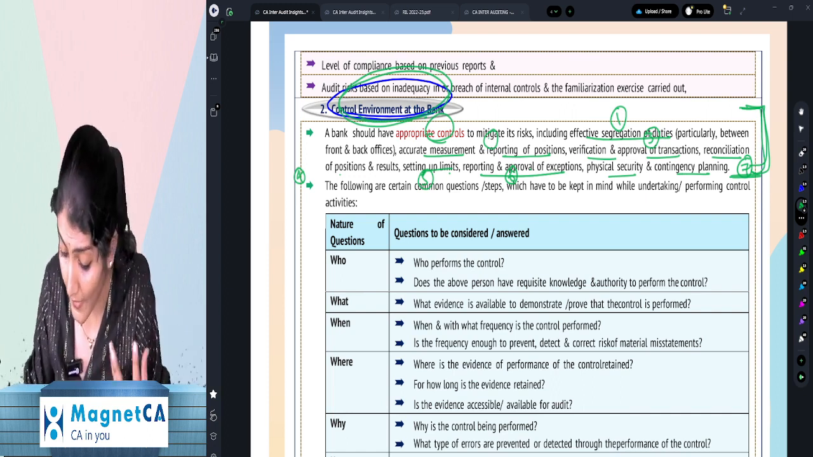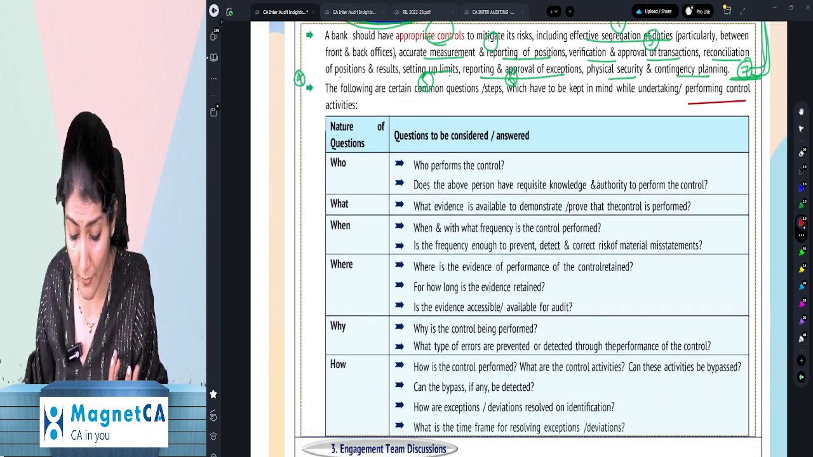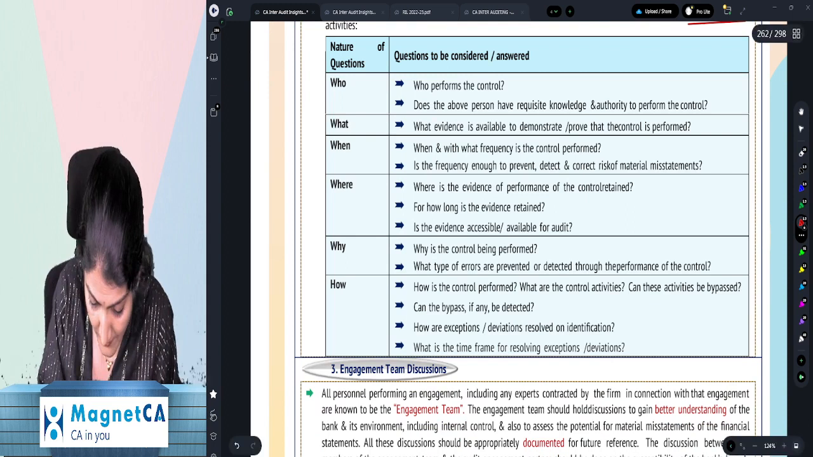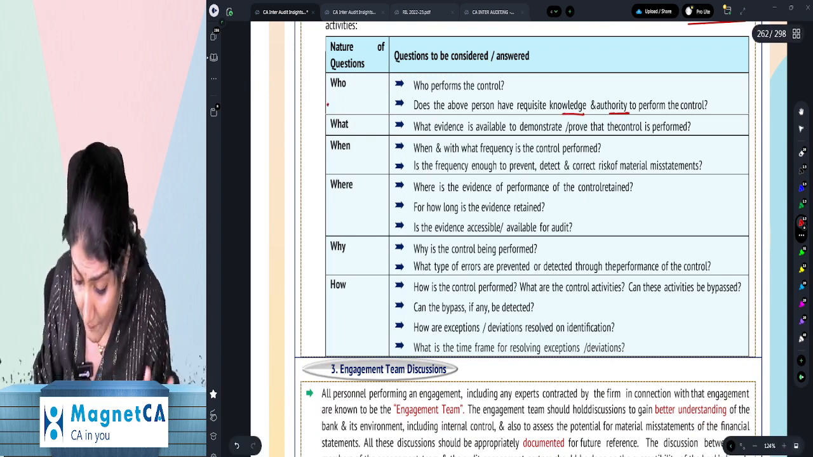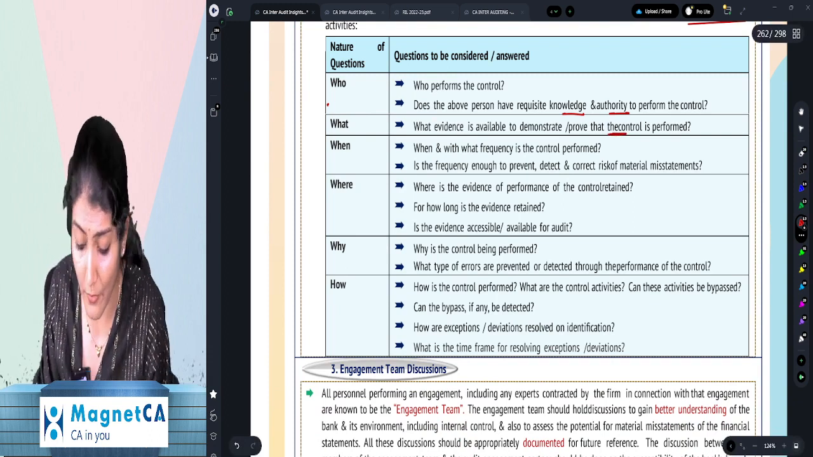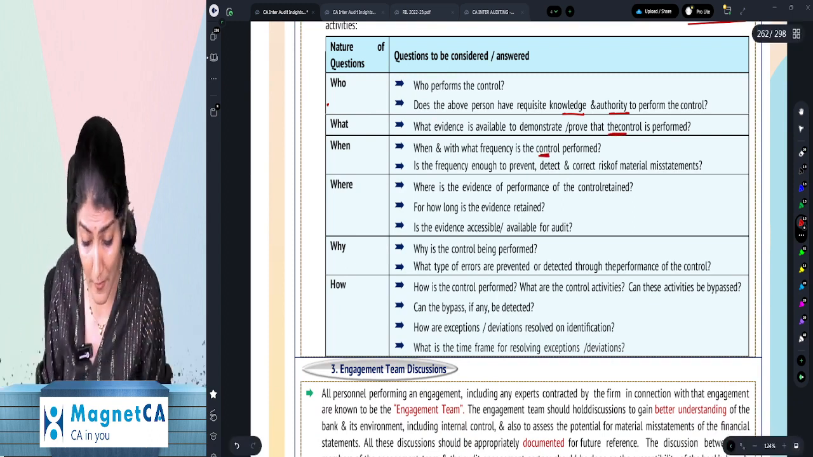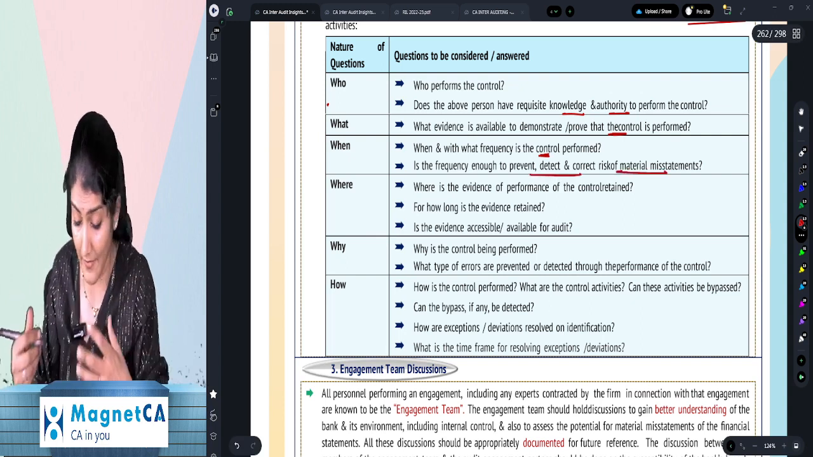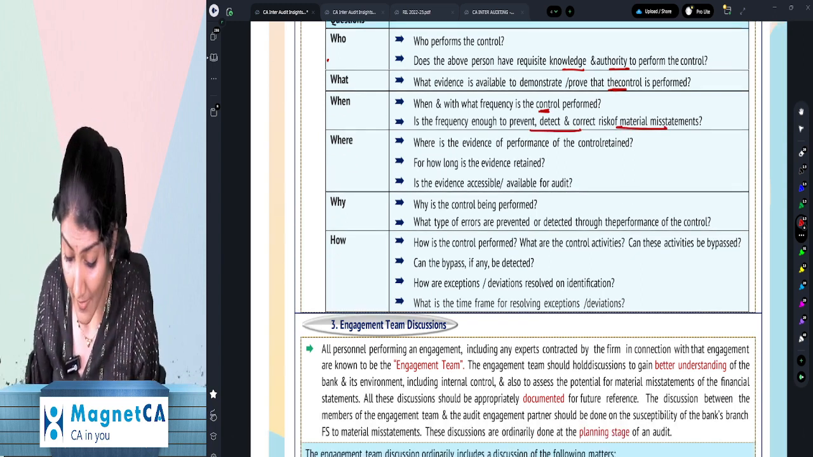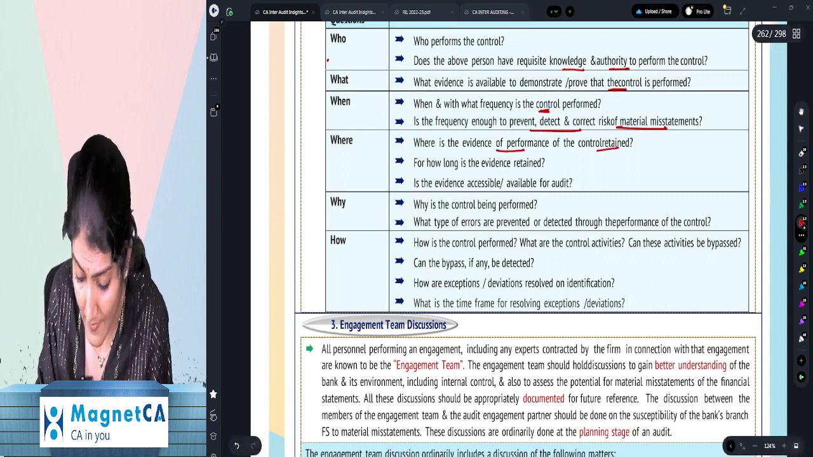And then what are the common questions which you will ask in regard to the control activity? Who performs the control, and does the person have the knowledge and authority? What evidence is available to show that the control is performed? When and with what frequency is the control performed, and is the frequency enough to prevent, detect and address the risk of material misstatement? Where is the evidence of the control retained? For how long is the evidence retained?